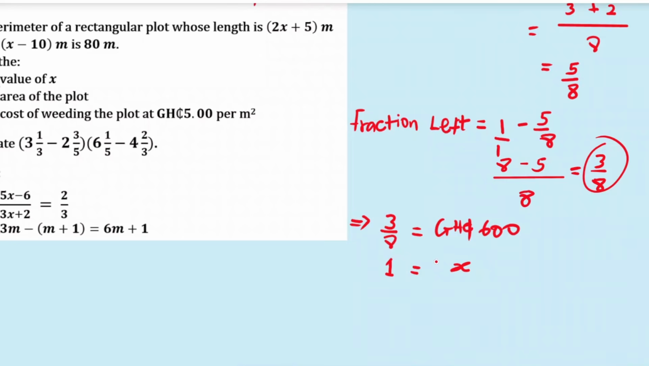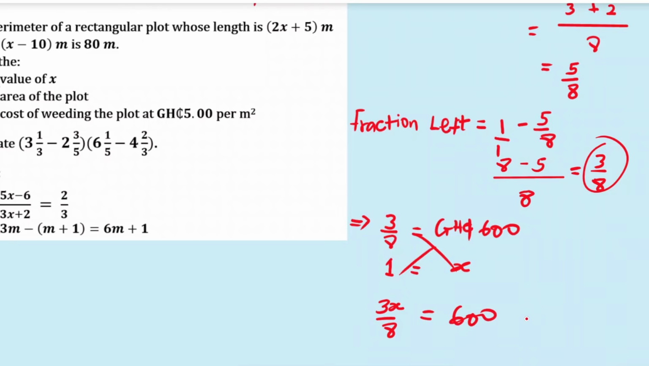We can do cross multiplication, and that's going to be x multiplying this one and 1 also multiplying this one. So that will give me 3x/8 equal to 1 times 600, that's going to be 600.